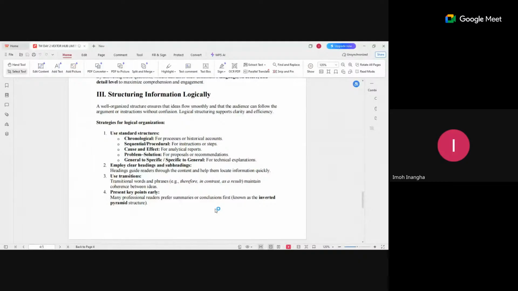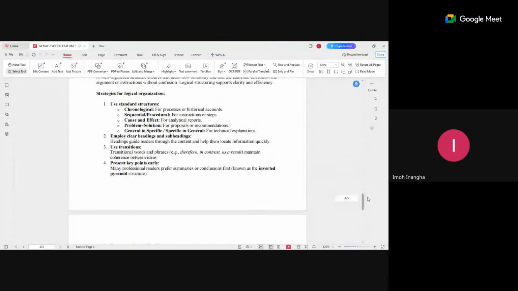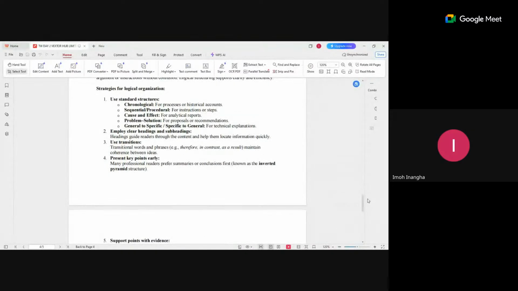Structuring information logically. A well-organized structure ensures that ideas flow smoothly and that the audience can follow the arguments or instructions without confusion. Logical structuring supports clarity and efficiency. I wanted us to check on that product now, so let's just rush it up. Strategies for logical organization. I think this should be the last point.